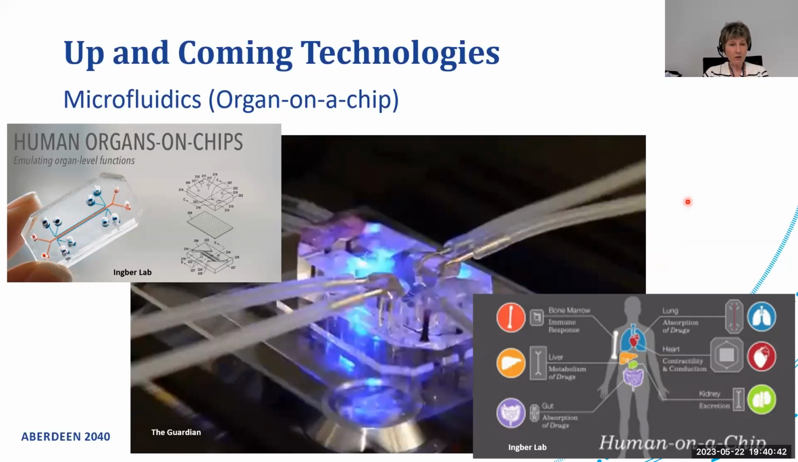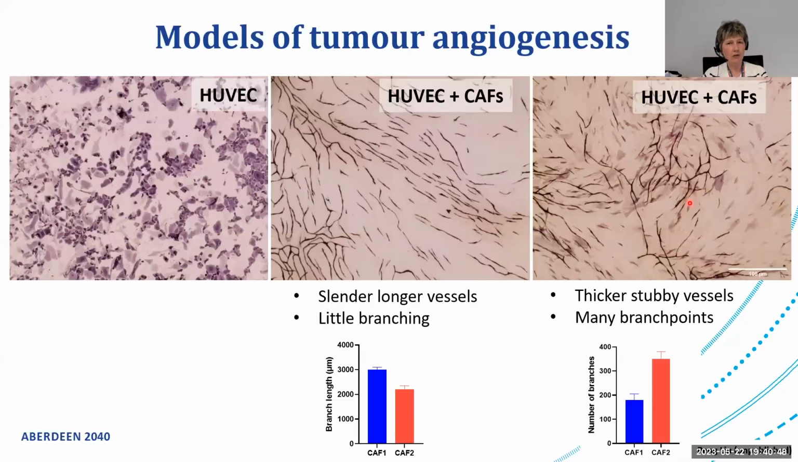So we've also been using our own versions of these, and we've been using this to model tumor angiogenesis. Tumor angiogenesis is one of the original hallmarks of cancer because, as I'm sure you all know, without developing a blood supply, or the ability to develop a blood supply, a tumor won't grow beyond a critical size of a few millimeters.